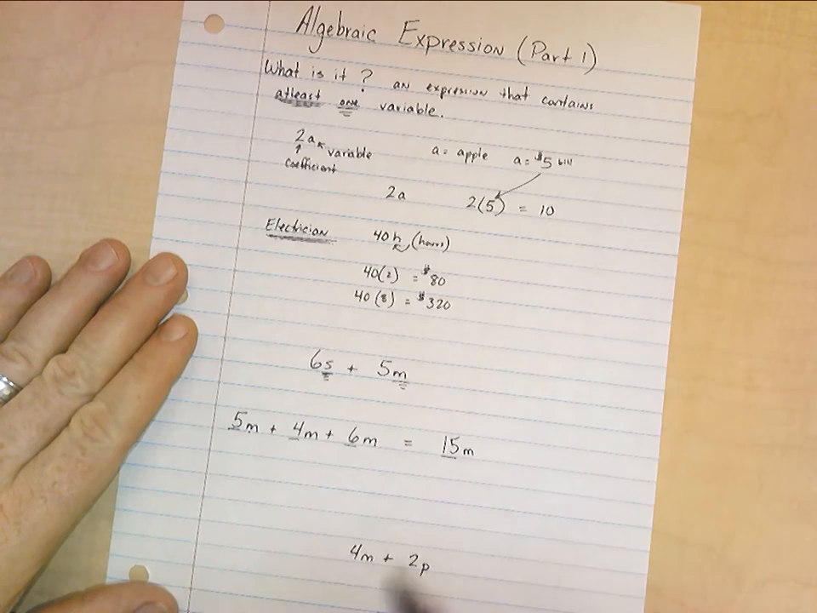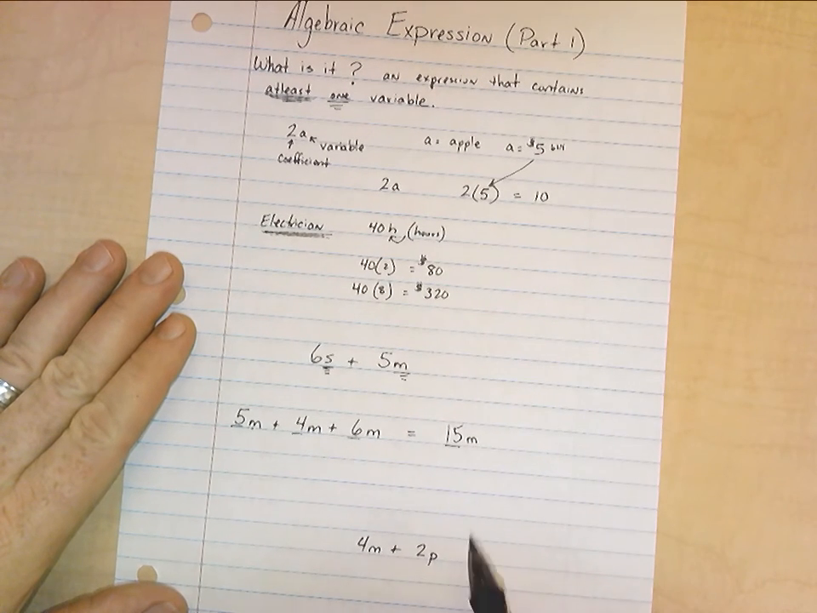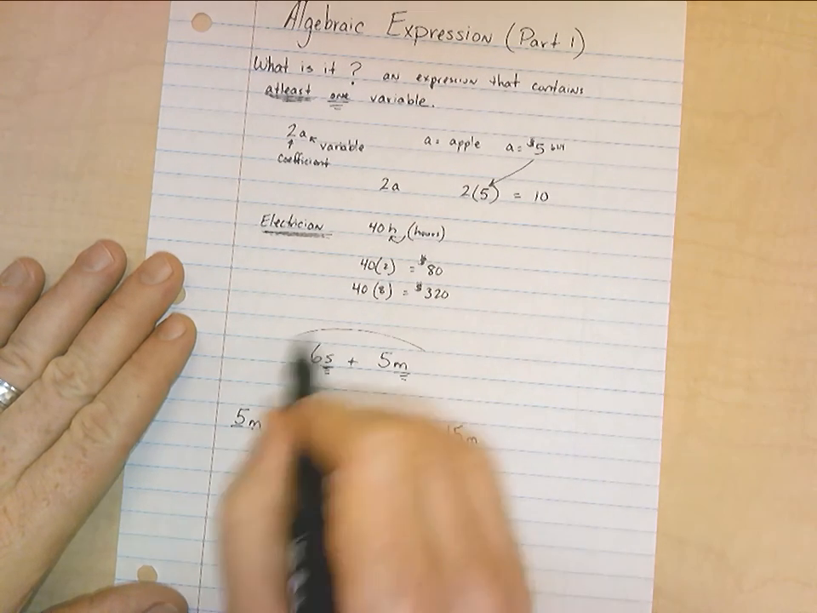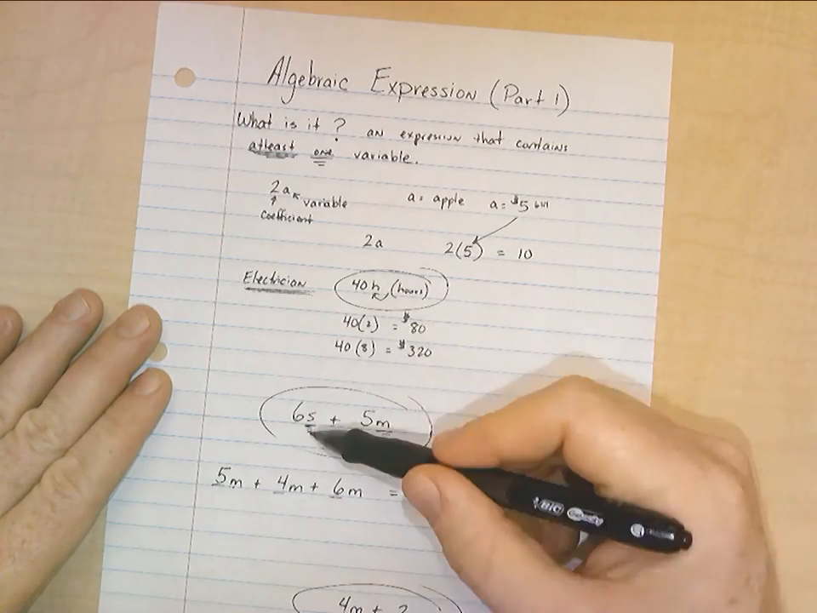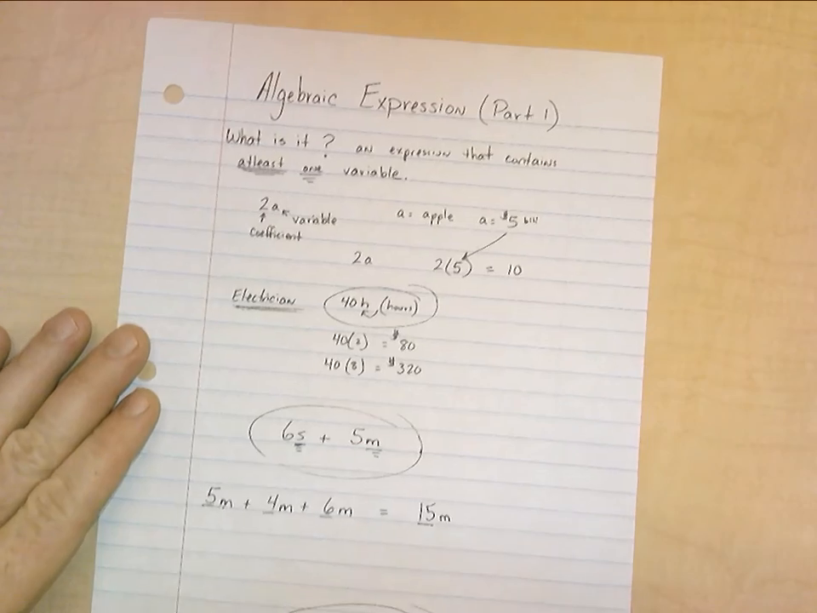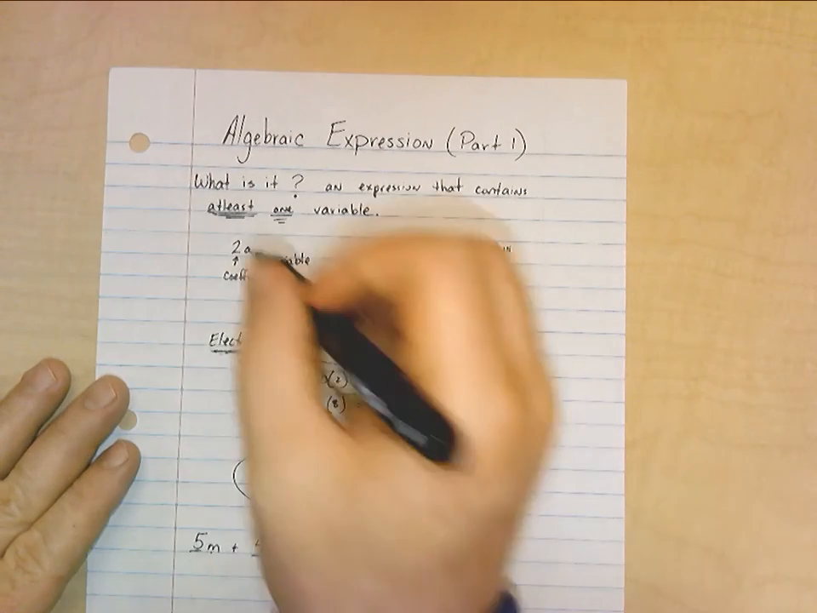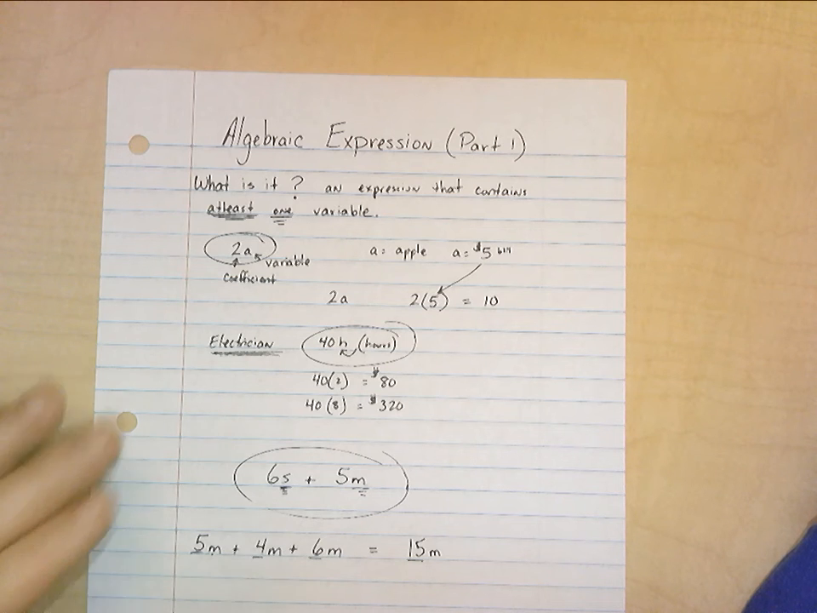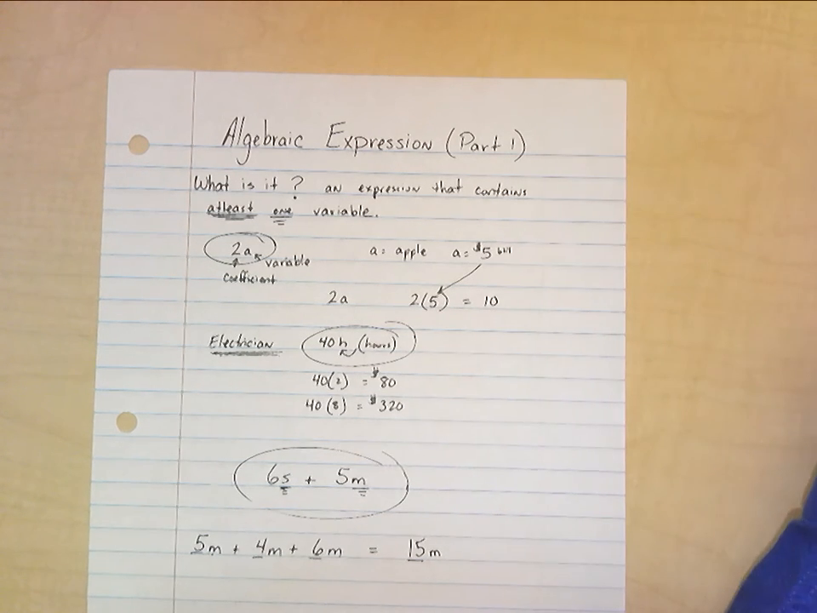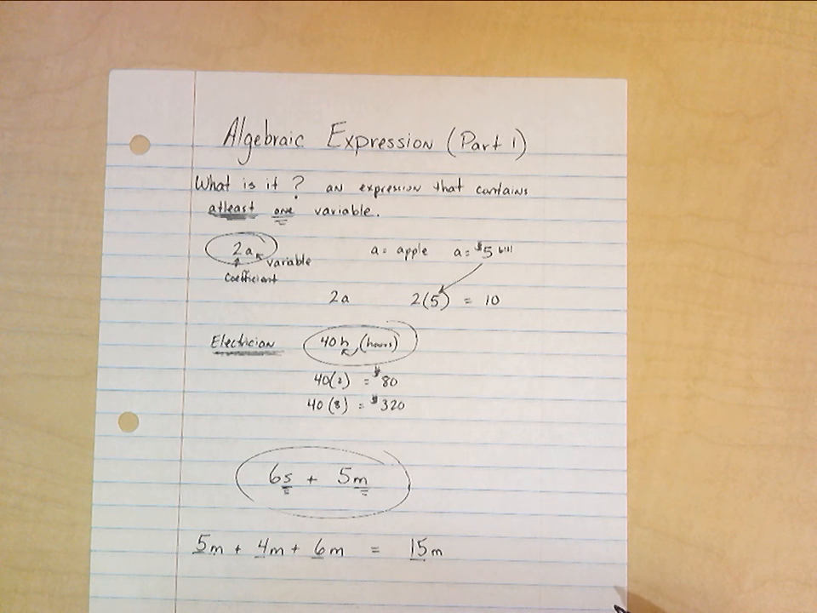It's basically a problem waiting to be solved, but can't really be solved yet, because unless we know what the variables stand for, we can't solve them. So basically, it's just an expression waiting to be solved, but we don't know what the variable equals, and so we're just left with the algebraic expression at hand. This is part 1.